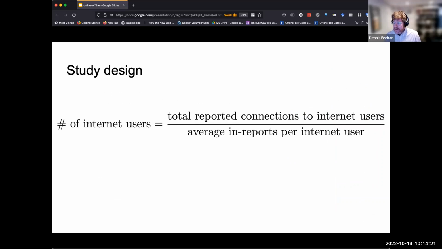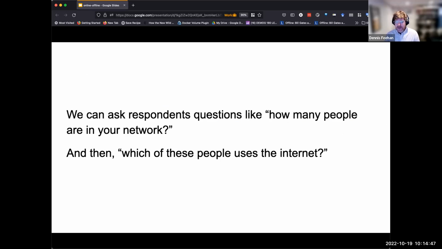So given this kind of logic, the idea is to try and come up with a way to estimate the numerator and then to estimate the denominator of this number of internet users, and that's going to allow us to produce an estimate for the number of internet users. And I'll start by trying to think through a little bit how we might estimate this numerator, the total number of reported connections to internet users. So in principle, this is a fairly simple thing to do.